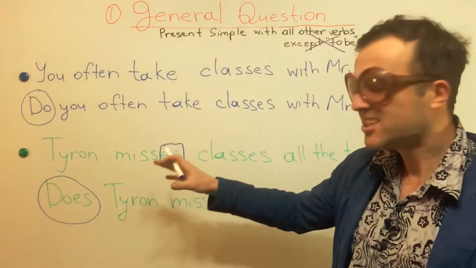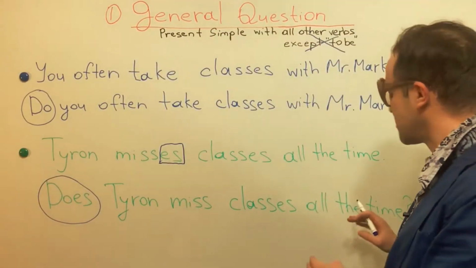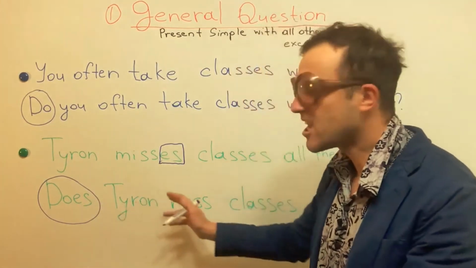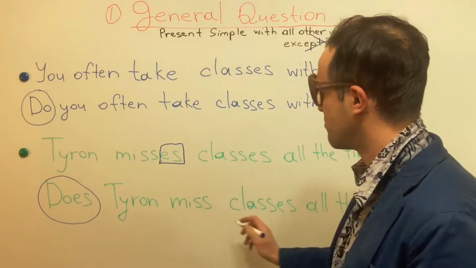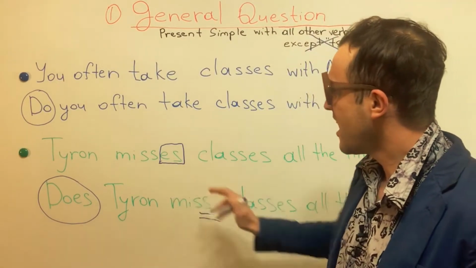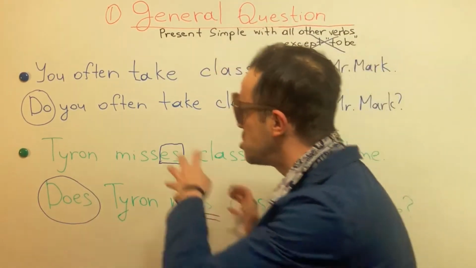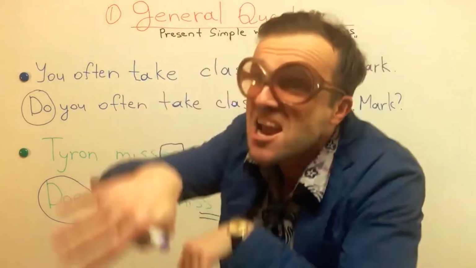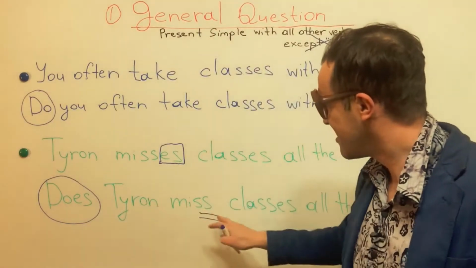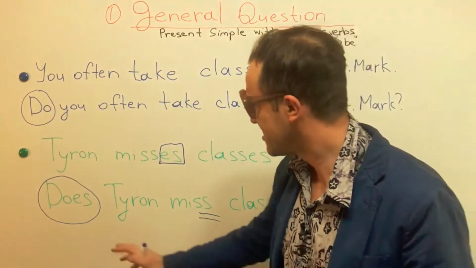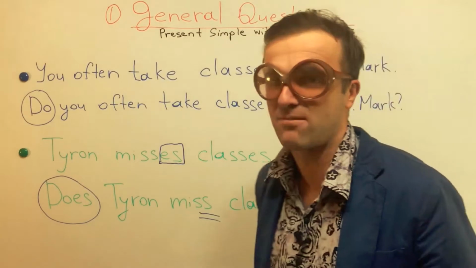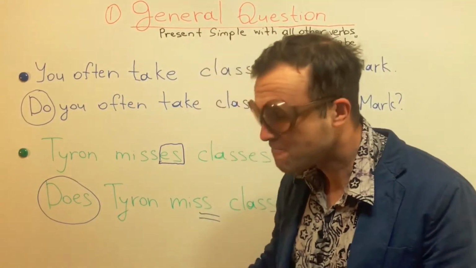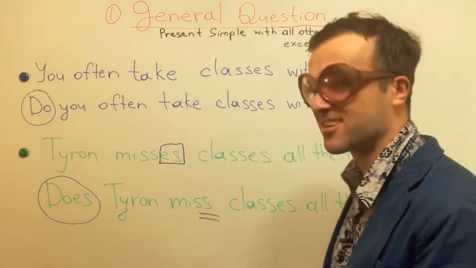So does Tyrone miss classes all the time? Okay? Does. Does Tyrone miss classes all the time? So we don't need any es after does because does took this es. It swallowed. It ate this es. Okay? Does Tyrone miss classes all the time? Does Mary miss classes all the time? Does the dog miss classes all the time?